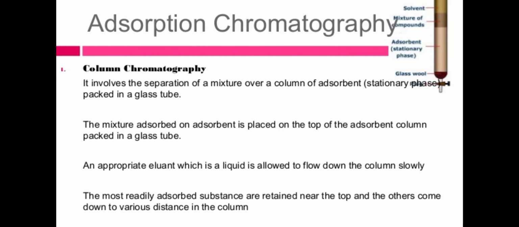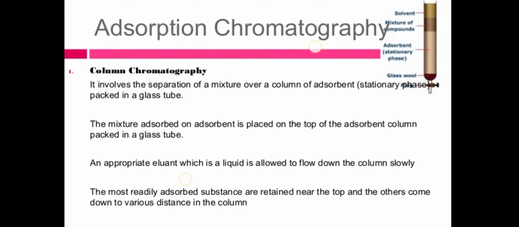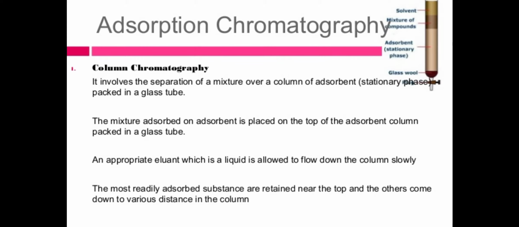Now, adsorption chromatography. The adsorption phenomenon is also used in column chromatography. It involves the separation of a mixture over a column of adsorbent. The stationary phase which is selected acts as an adsorbent packed in a glass tube.